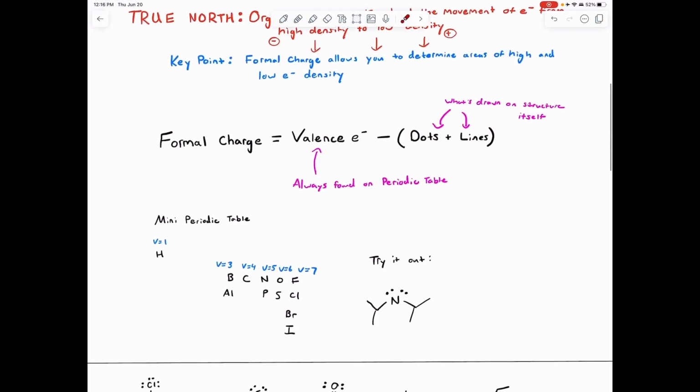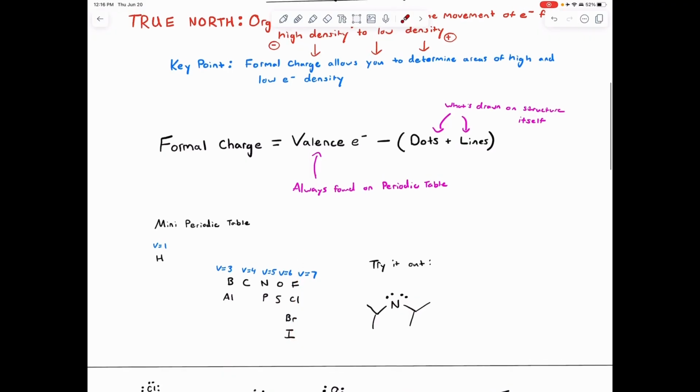And so what I did here was give you a little mini periodic table, all right, of the elements that you care about in organic chemistry, just to remind you that hydrogen has a valence of 1, boron and aluminum have a valence of 3, carbon has a valence of 4, nitrogen 5, phosphorus, oxygen, and sulfur 6, and all the halogens have a valence of 7.